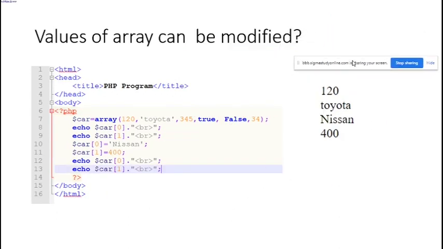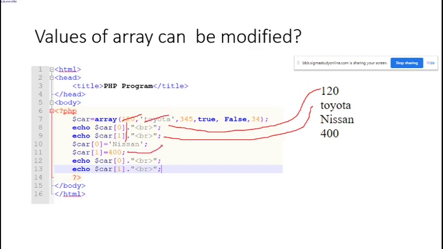Now remember, the value in the array can be modified. So here you can see in this array, the first element is 120. The next element is Toyota. But I am going to put Nissan in the first location. That means this will be replaced by the word Nissan. And the second one is going to be replaced by 400. This will be replaced by 400.